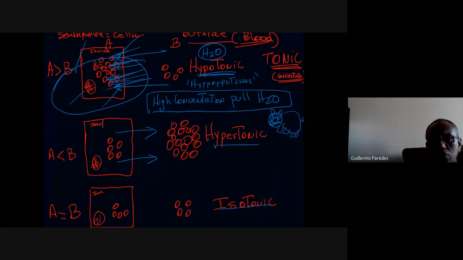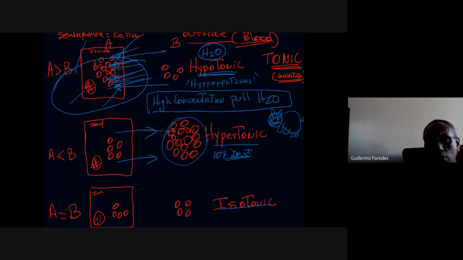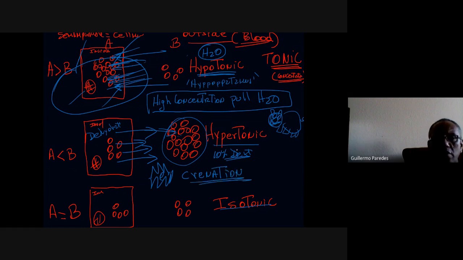Now, in the case that you have a hypertonic solution, you give an IV solution, hypertonic, like for example 10% dextrose, which is a very high concentration. Sometimes it's needed, but not all the time. So what happens? The hypertonic solution is outside in the blood, and you know the high concentration pulls water. So basically it's going to dehydrate the cell. The cell is going to totally shrink, because all the water is coming out from the cell. And that is called crenation. In both cases, the patient will actually destroy cells and they can die.